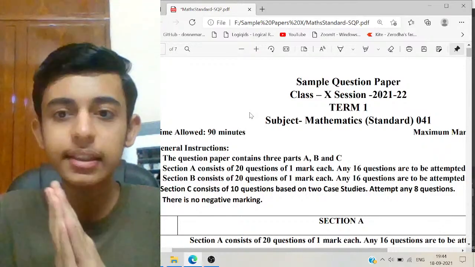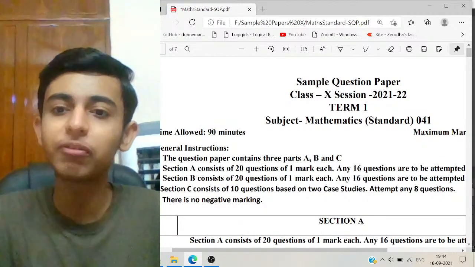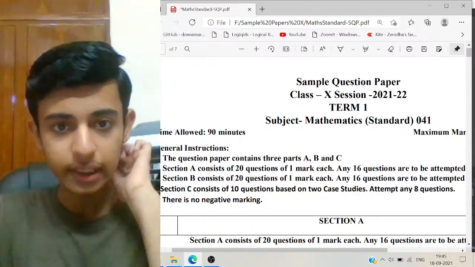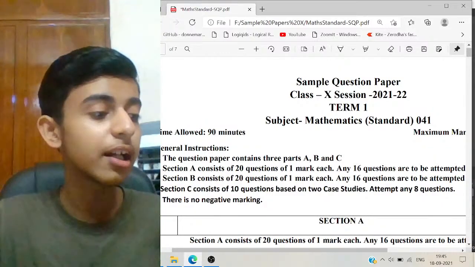So this is the sample question paper for class 10 session 21-22 term 1 for mathematics standard. 041 is your code. Time allowed is 90 minutes. You will be provided with your paper and maximum marks are 40.